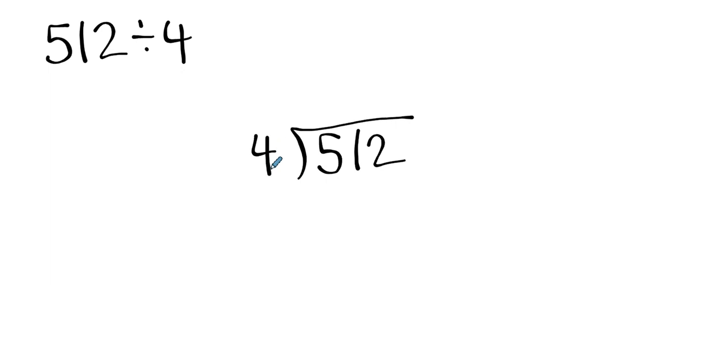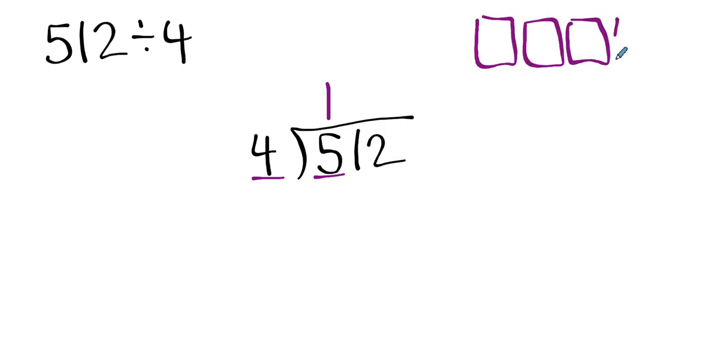And then what do we ask kids to do? We ask kids to see how many times 4 goes in a 5 and they write a 1 up there. Well, why do they do that? Well, think about how we model 512. We model 512 like this. That's 512.